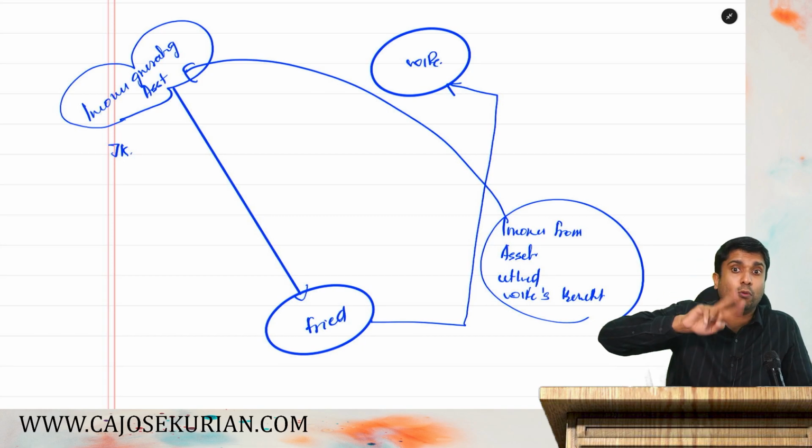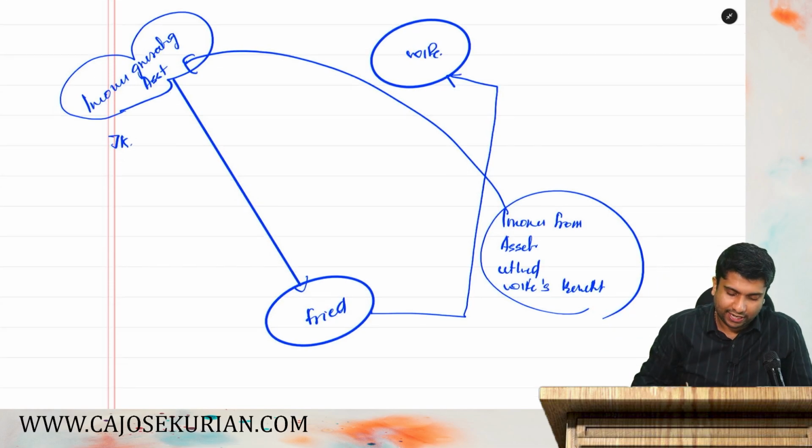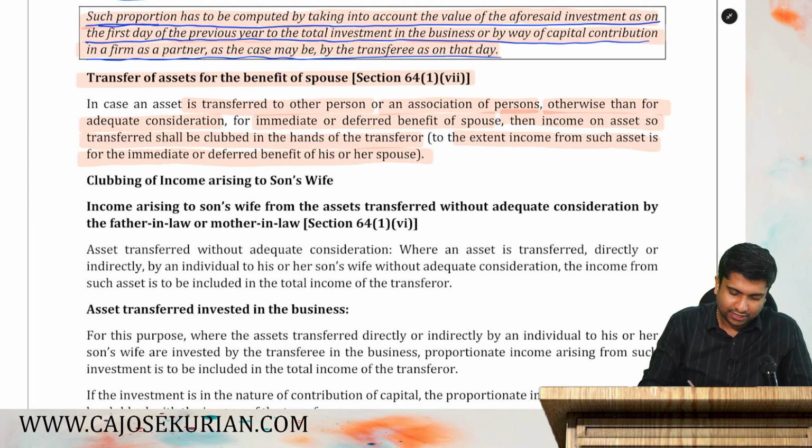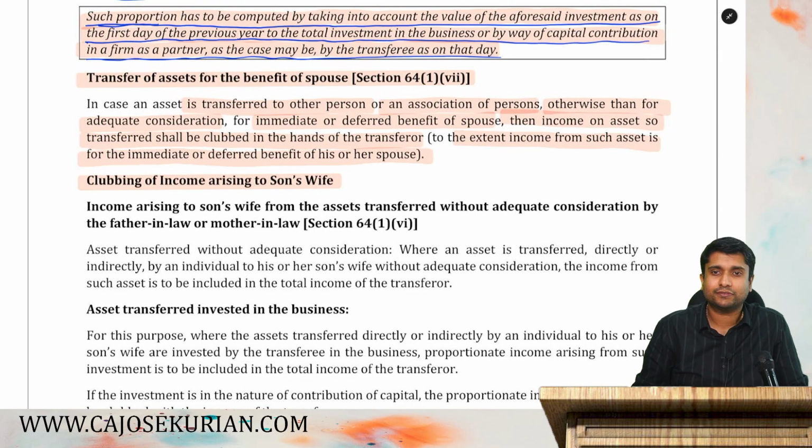Now we have two more main points. Number one, the next point: clubbing of income arising to son's wife. Clubbing of income arising to son's wife. What do you mean by son's wife?